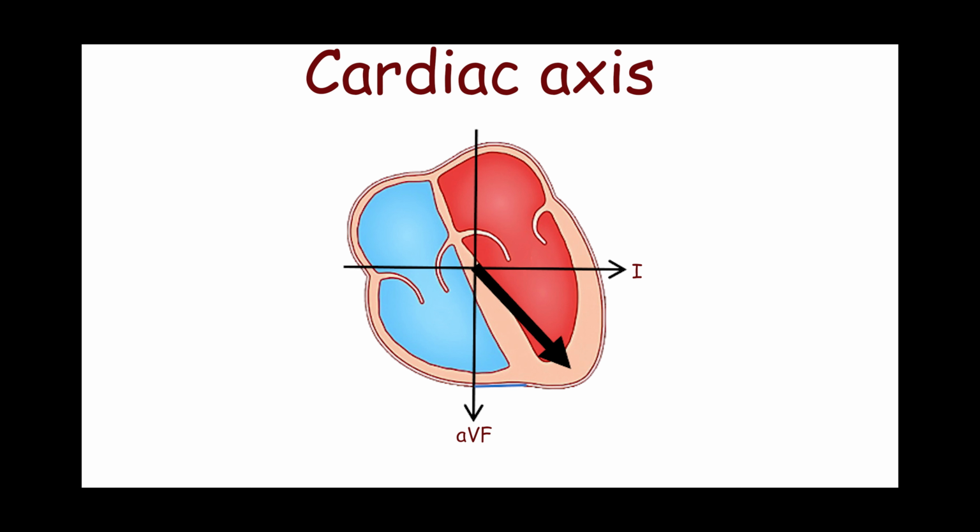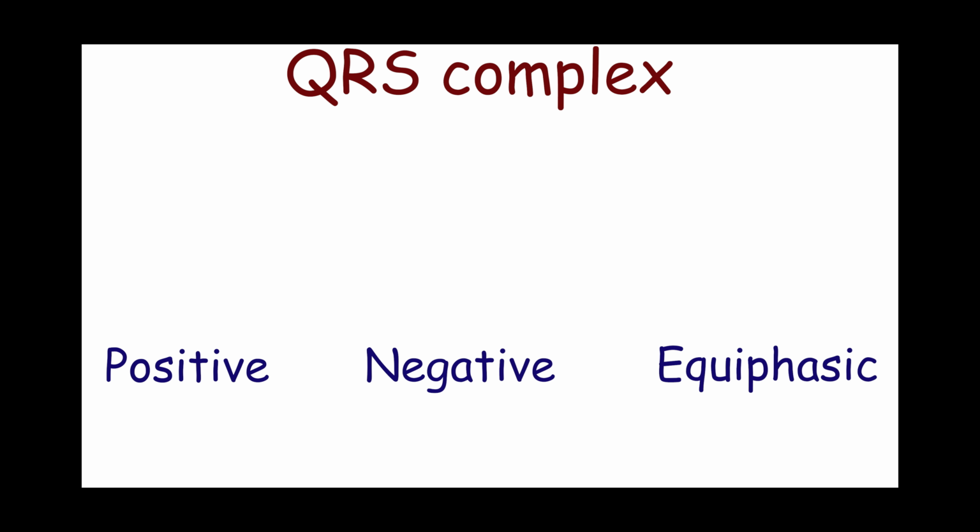Leads 1 and AVF are usually used to determine the axis of the heart. QRS complexes may be positive, negative, and equiphasic.